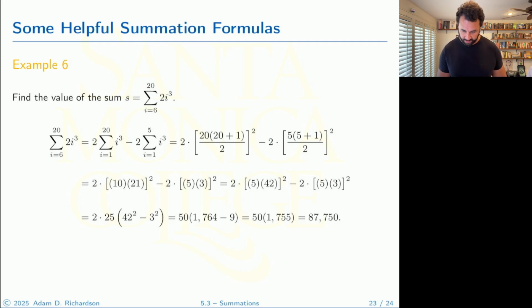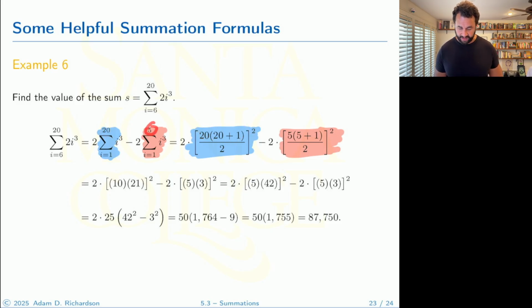So let me highlight the first one here, and I'll show you some other algebraic, or maybe arithmetic, tricks. That one is this one right here, from 1 to 20, and the other one is this one right here, which is 1 to 5. So in this case, n is 20, so that's why we have n plus 1. Here, n is 5, and that's why we have 5 times 5 plus 1, just like that.